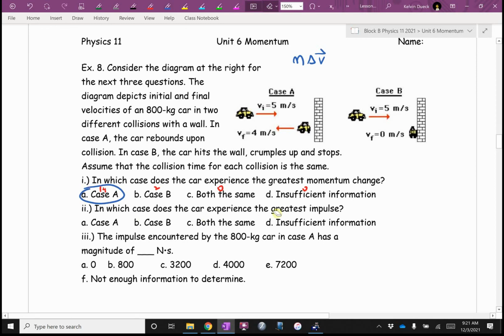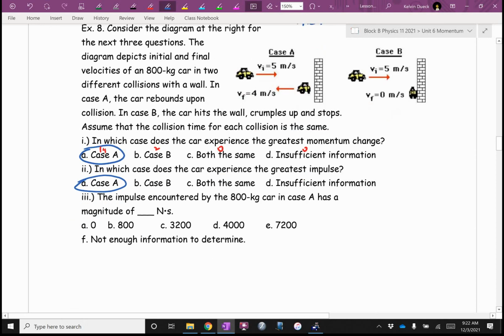Question 2, which car has the biggest impulse? Everybody. Which one? Why? Because impulse and change in momentum are the same. Okay. What is the impulse of the 800 kilogram car in case A? Well, it would be mass times change in velocity, which is final, -4, minus initial, +5. Oh, it just wants the magnitude, which means we can ignore the negative.